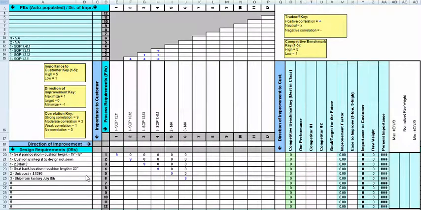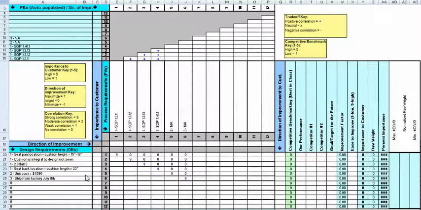Now when we get down to house number 4 of QFD, we're looking to define process variables or process requirements. These are things in the process or processes that will be required to make the design requirements, the functional requirements, the CTSs, and the high-level needs of the customer real.